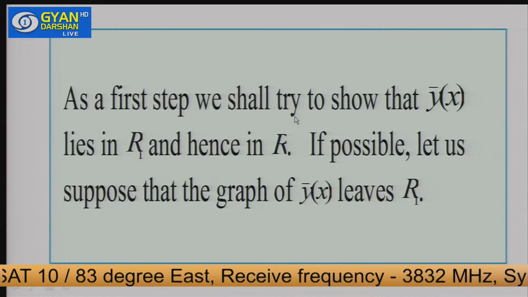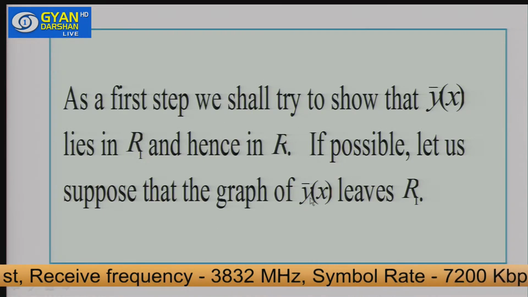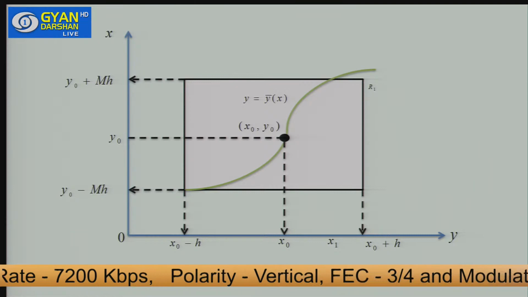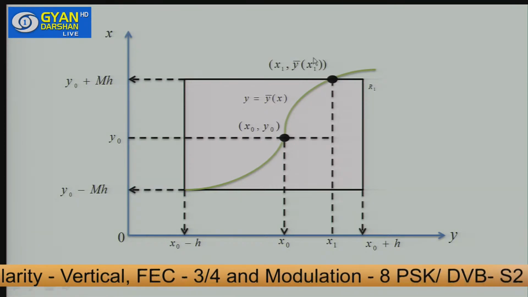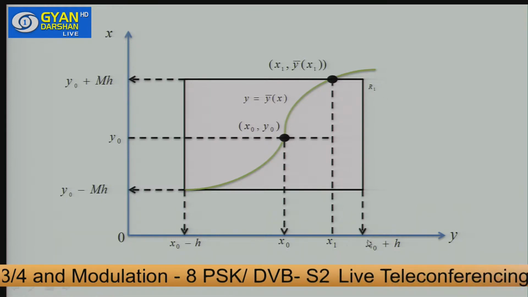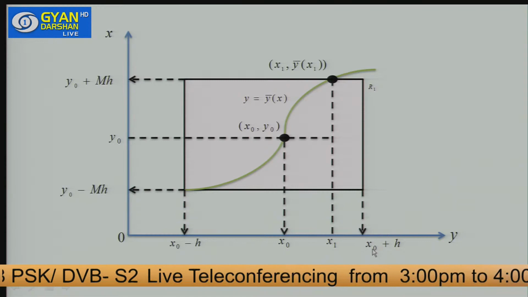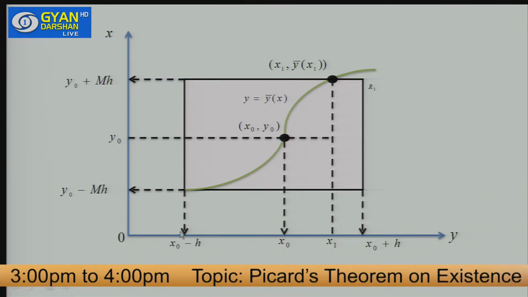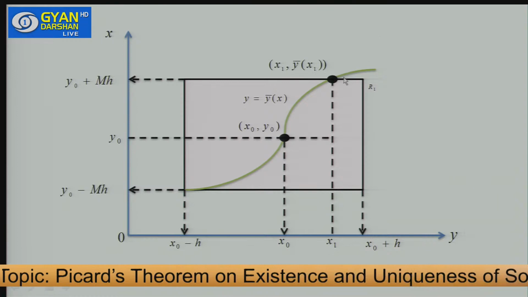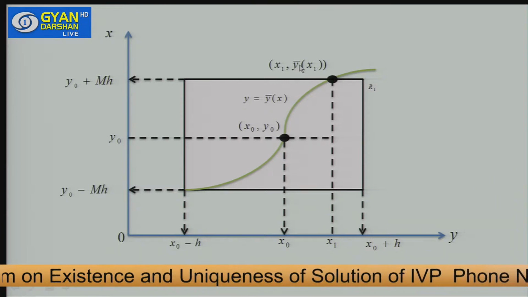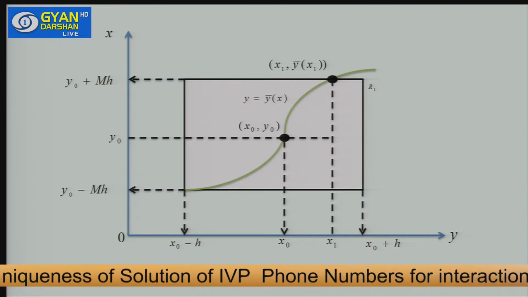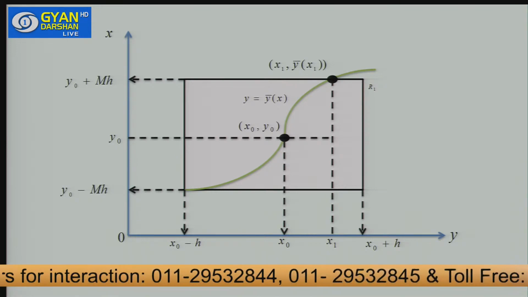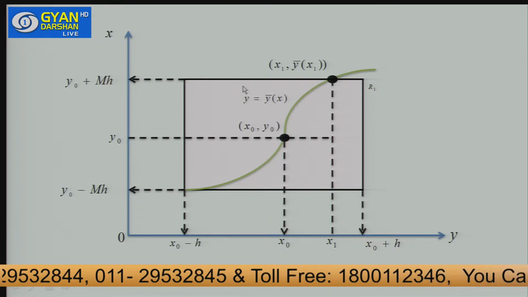Then they will show that if y bar is a solution, y bar has to lie within R1. Otherwise, it will be a contradiction. So what we are assuming is that y1 does not leave R1 for this whole interval x0 minus h to x0 plus h. In the whole domain of x0, y bar should not leave. I am assuming, as I have already discussed in the roadmap, that y bar is another solution, and ultimately we will show that y bar and y are equal. This is what we are going to show.